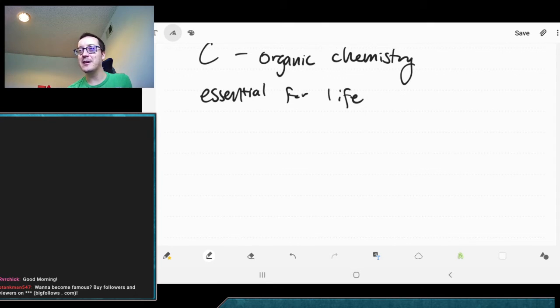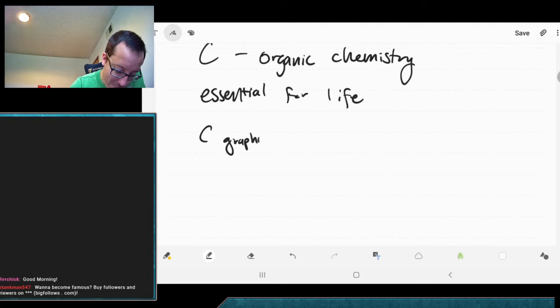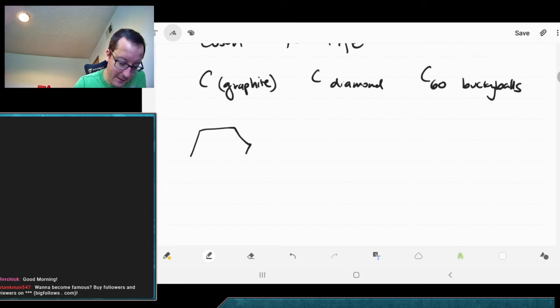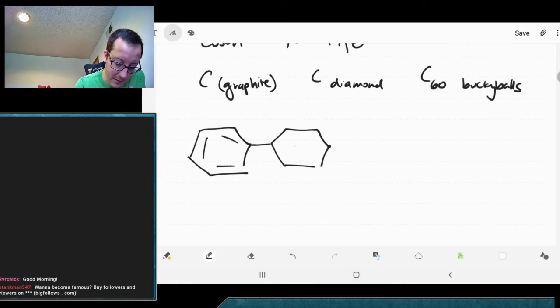So, anyways, we're talking about carbon. Carbon exists as graphite. We also have carbon as diamond. And then we have what are called the Bucky Balls. Graphite is interesting because it is just connections of these, no, those wouldn't be double bonded there.